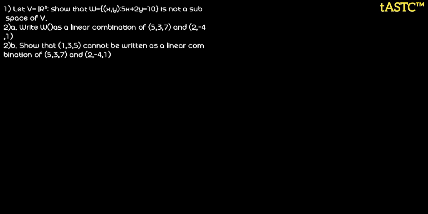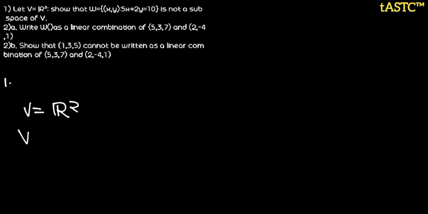Now let us go through these questions under linear algebra. The first question says, let V be equal to a two-dimensional real space. That is, V is equal to two-dimensional real space. What that means is all the vectors under this vector space must always have components from the set of real numbers only in the x plane and the y plane.